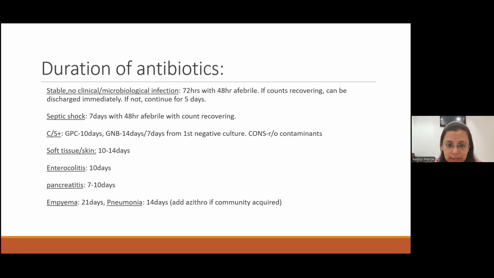In pneumonia, 14 days you have to give. In case of culture positivity, if there's a gram-positive culture, you give 10 days of antibiotics. For gram-negative, you continue antibiotics for 7 days from the first negative culture.